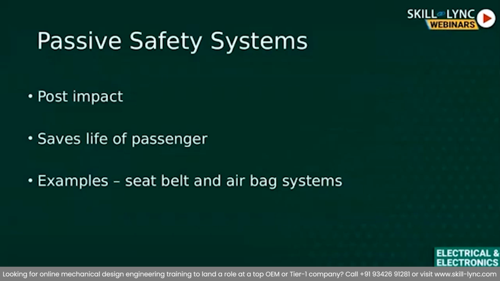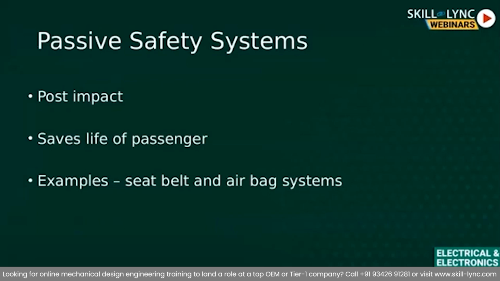Passive safety system comes into picture post-impact. That is, it plays a role only after the accident has taken place, which means these systems play after the accident has happened. For example, seat belt and airbag systems. The primary purpose of passive safety system is to save life in case of an accident. It is worth mentioning these systems play no role in avoiding accidents. Hence, these systems do not help avoid accidents. Now, this point will be clear when we look at the active safety system.